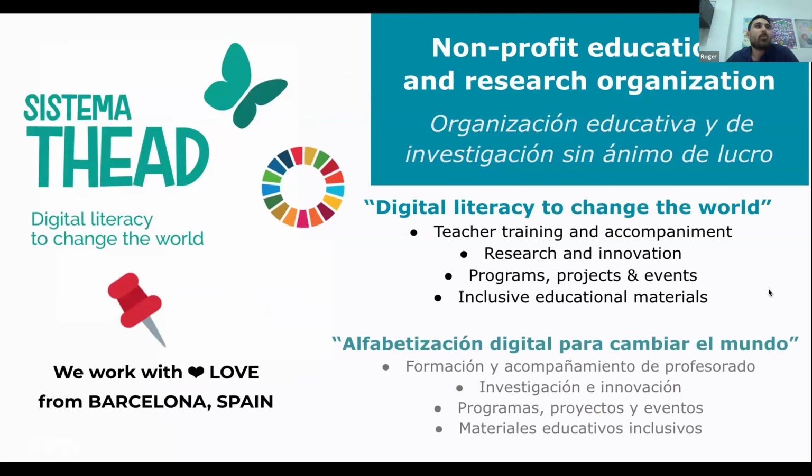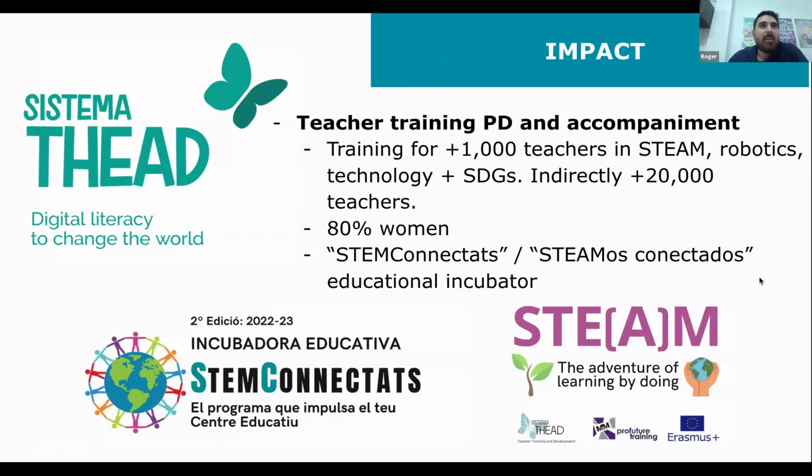And well, who are we? Systematet is a nonprofit cooperative based in Barcelona, Spain, and we are creating resources, making teacher training, research, and inclusive educational materials. And we trained a lot of teachers in the last years about robotics, STEM, and different topics related with technology and science. And most of them are women. And we impacted more than 1,000 teachers directly, and a lot of thousands indirectly.